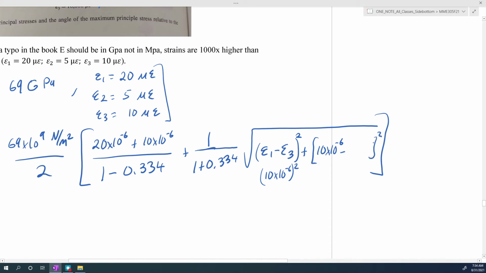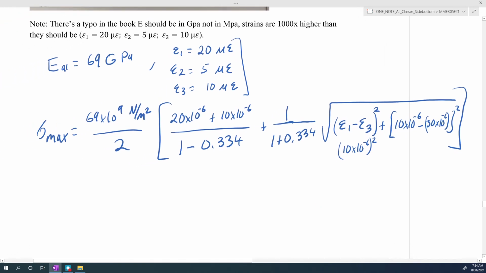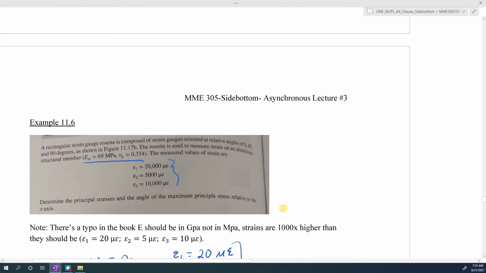So the sum of E1 and E3 would be 30 times 10 to the minus 6, and that minus 20 times 10 to the minus 6 after we do the subtraction would be squared as well. So if we do all that math, what we end up getting for our maximum stress is 2.13 megapascals. We could repeat the process for the minimum normal stress.